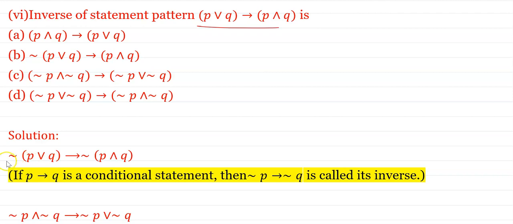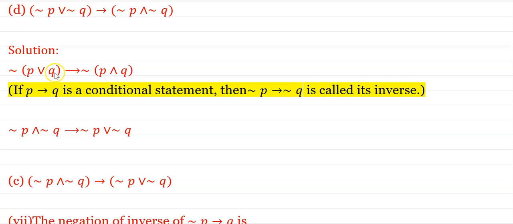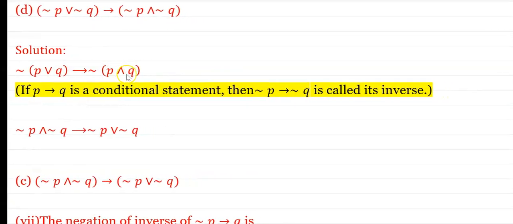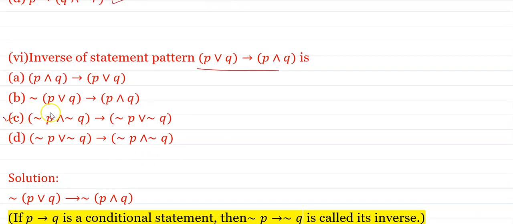Therefore, negation of its inverse is negation in bracket P or Q implies negation of P and Q. Now here we apply the negation. That is, the negation of P or Q means what? Negation of P, this or will become and, negation of Q implies negation of P and Q. Means what again? That is the negation of P, this and will become or, negation Q. And hence the option C is a correct one.